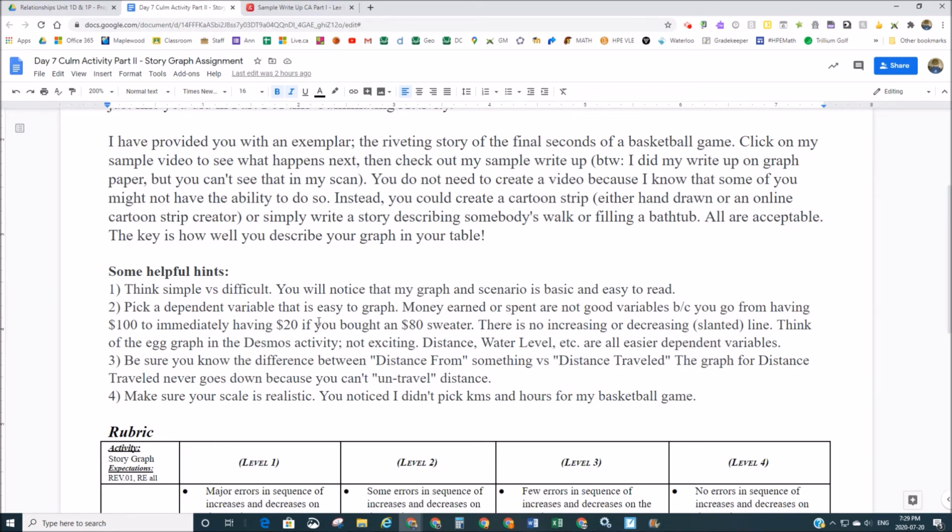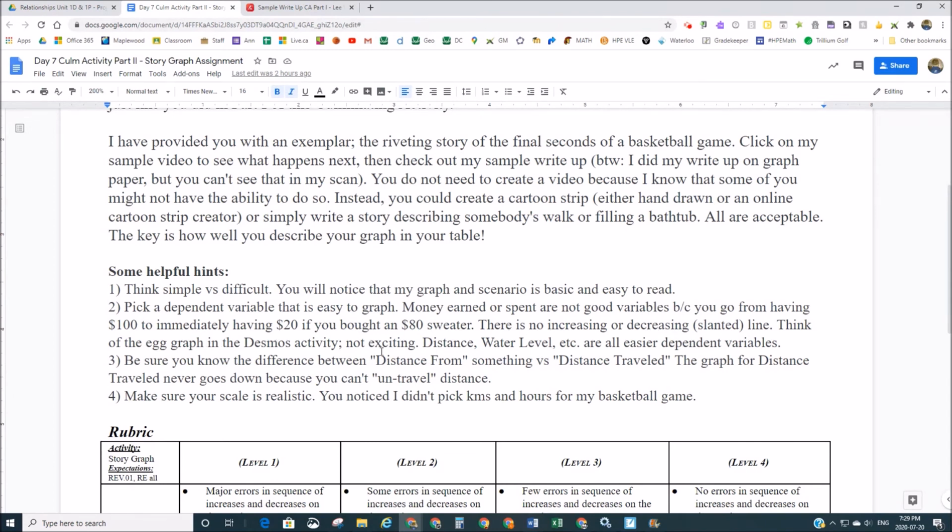Pick a dependent variable that's easy to graph. Money earned and spent are not good ones. I've seen lots of people tell stories about how I started with $100 and then I bought an $80 sweater and then you have 20. Well, if you have that, you can't graph that because it goes immediately from 100 down to 20, and there's no increasing or decreasing slanted lines. Okay, so think about that egg graph in the Desmos activity.